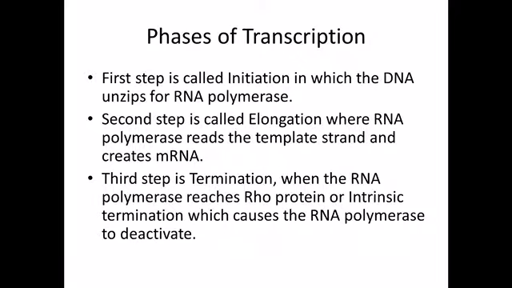The first step is called initiation, in which the DNA unzips for RNA polymerase. The second step is called elongation, where RNA polymerase reads a template strand and creates mRNA. The third step is called termination, where the RNA polymerase reaches a Rho protein, sometimes known as the intrinsic termination, which causes the RNA polymerase to deactivate.